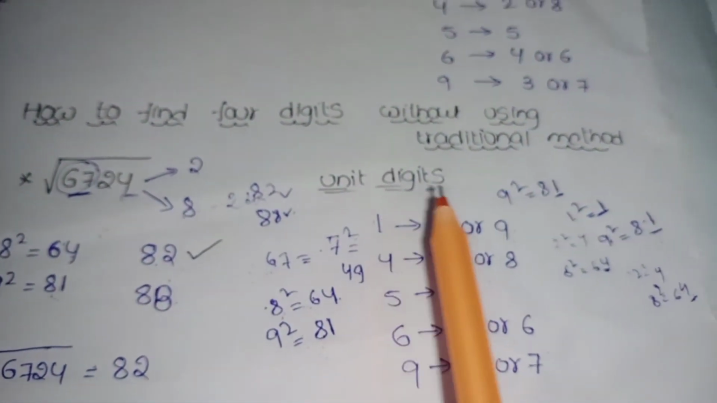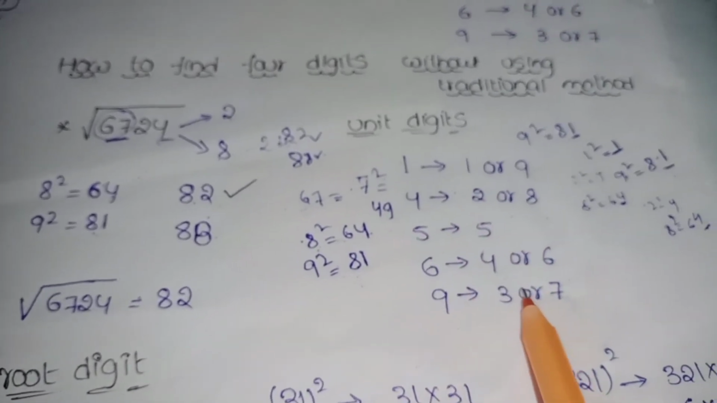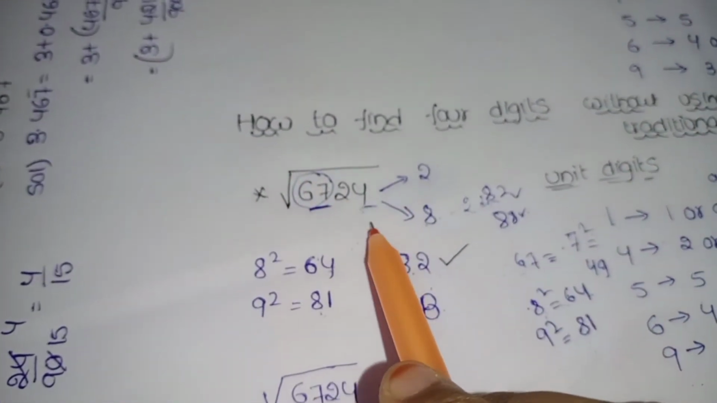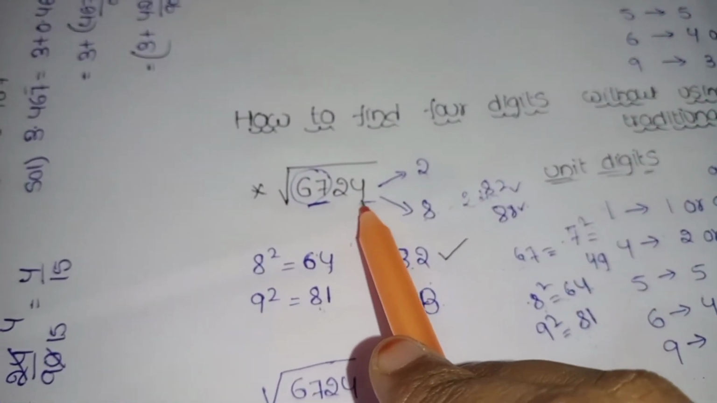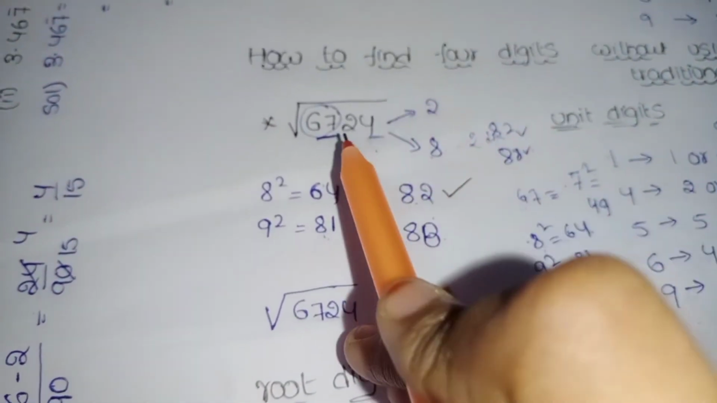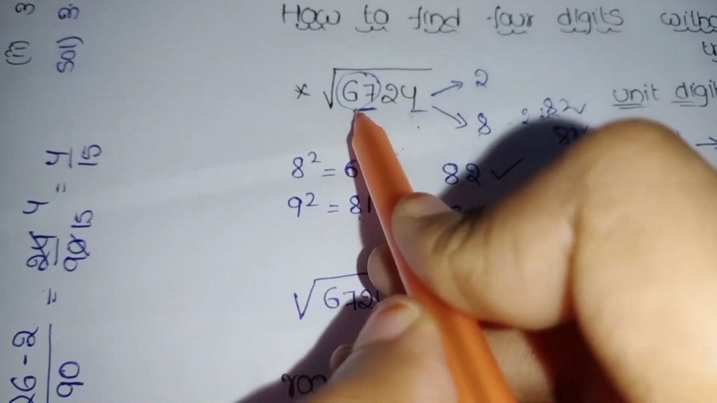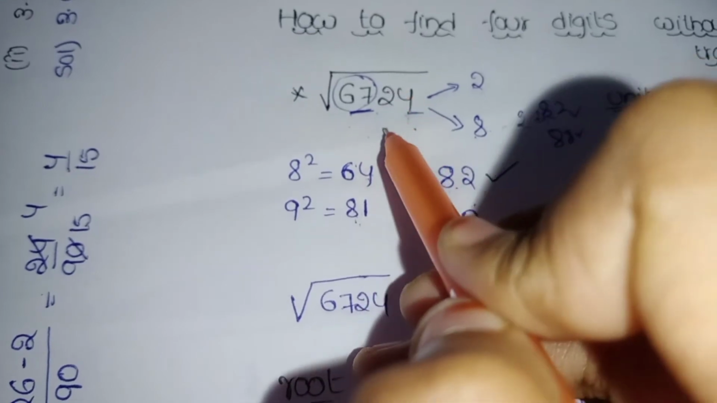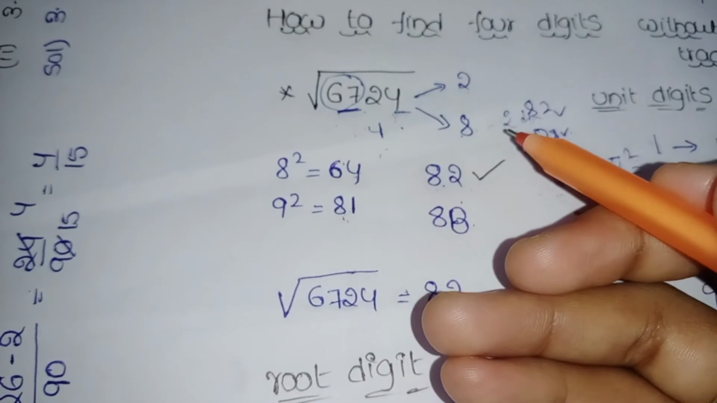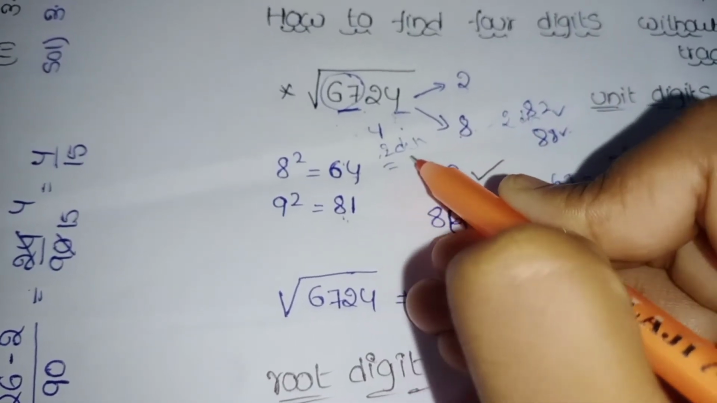Remember, 1 having 1 or 9, 4 having 2 or 8, 5 having 5, 6 having 4 or 6, 9 having 3 or 7. Coming to our example, what is the unit digit here? 4. The unit digit of 4 is 2 or 8. Now, coming to our question, 6724. In the root, we have 4 digits. In the answer, how many digits do we have? Yes, 2 digits.